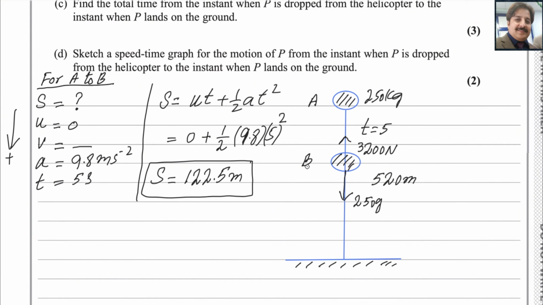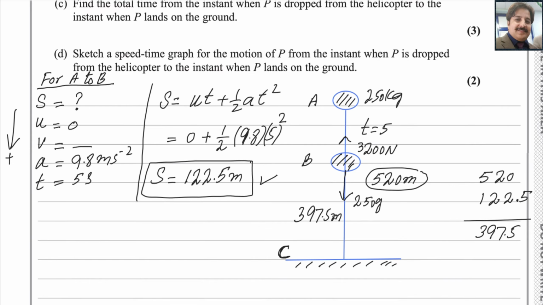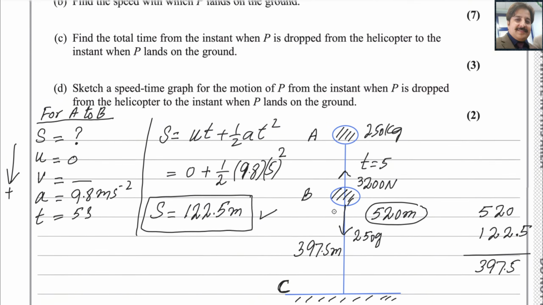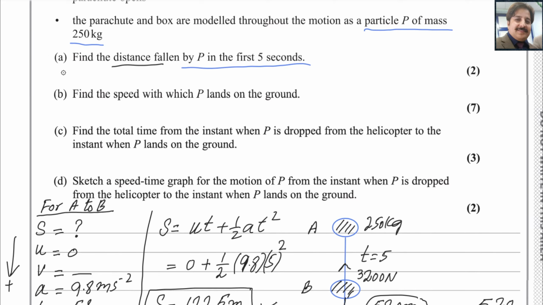Now let's say it hits the ground at point C. You can consider point C at the ground level. The distance from B to C could be found by subtracting this distance from the total distance. Hopefully you understand how to get it, because the total is 520. If you subtract 122.5 from 520, you will get the remaining distance from B to C. So it will be 397.5 meters. Got it? Let's move back to the question. The first part is done.